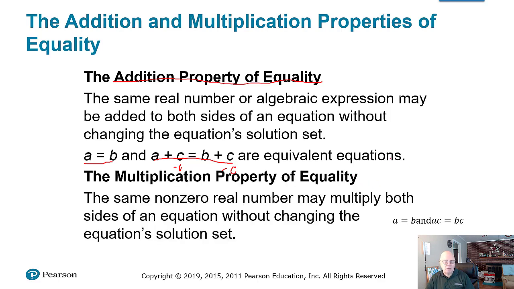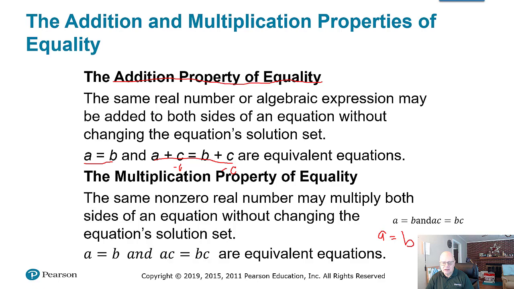The same thing works for multiplication. If you multiply both sides of the equation, it doesn't change the solution set. You still have equivalent equations. This one's a little bit off here. A equals b. And over here we have AC equals BC. In other words, we'll just multiply both sides by C and you have the same solution set or equivalent equations. There we go, that's a better one.